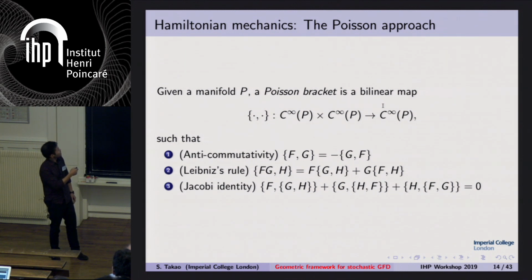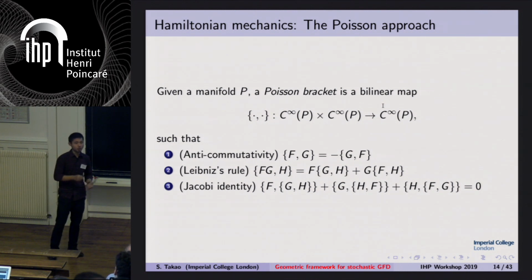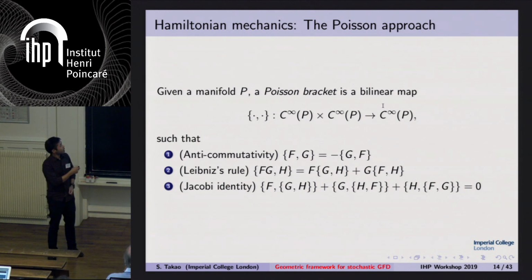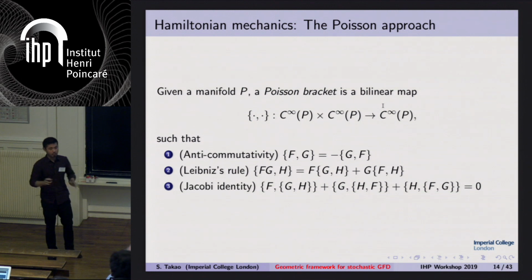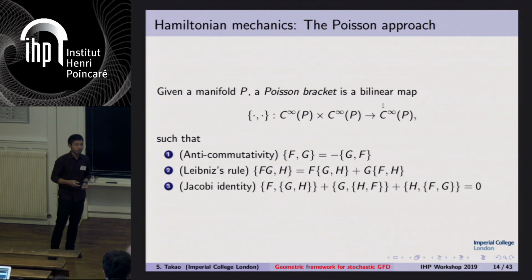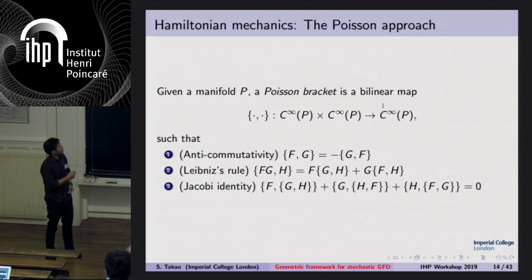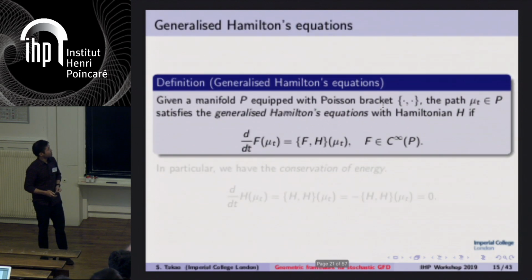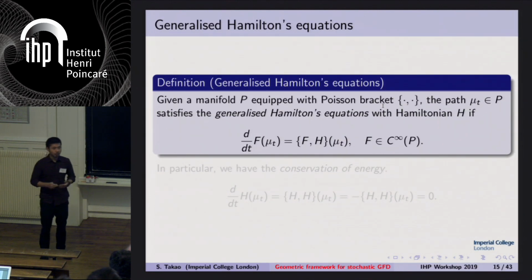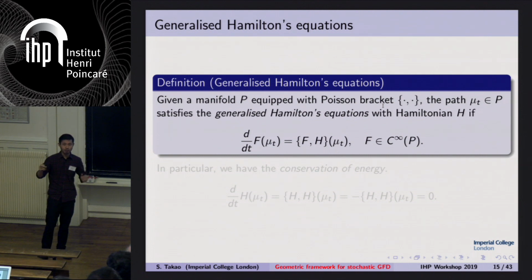One is the anti-commutative property: if you switch your F and G, you get a minus out here. The second is the Leibniz rule, which is kind of like the product rule for Poisson brackets. And finally, it satisfies the Jacobi identity. Any bilinear bracket that satisfies these three conditions is called a Poisson bracket. And why this is useful is because it allows us to define a generalized Hamiltonian system.